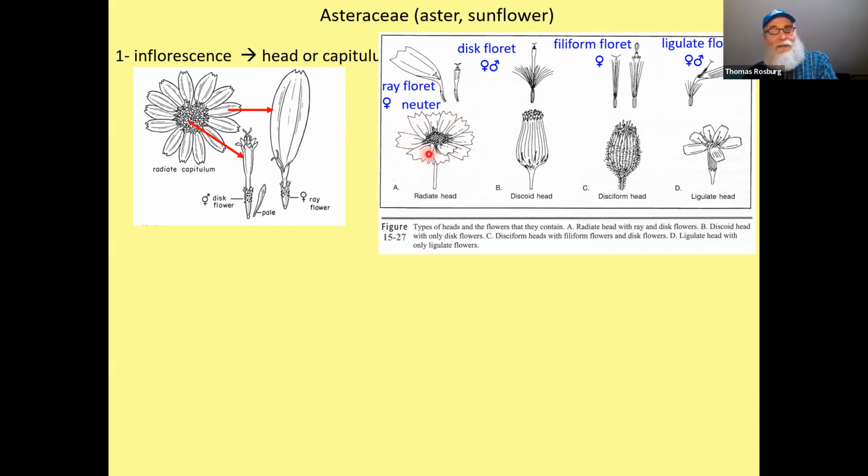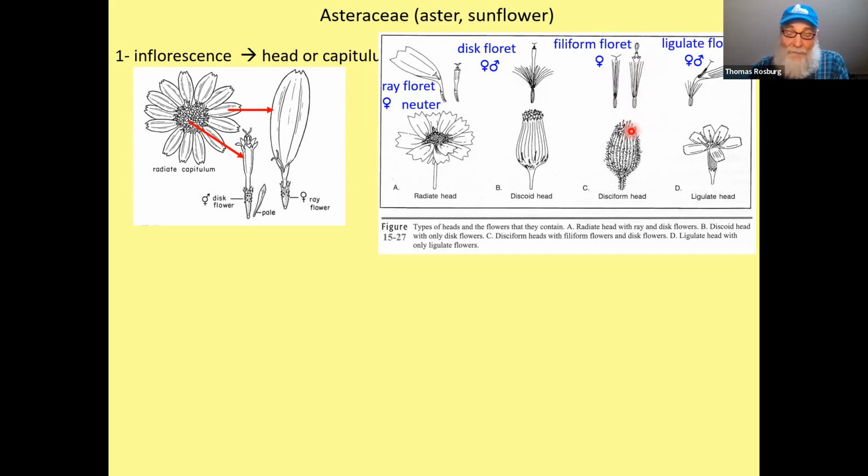But if you're looking at a blazing star, for example, you would see an inflorescence that just has disc flowers. There are no ray flowers. Or if you're looking at an inflorescence of everlasting in the genus Gnaphalium, it's got both little filiform florets and it's got some disc florets.